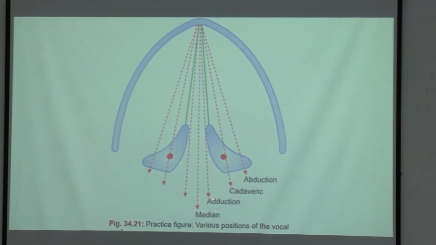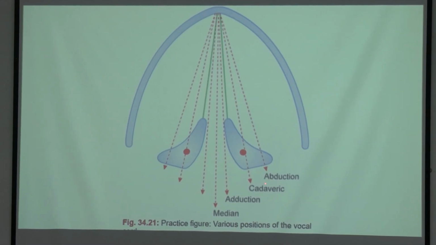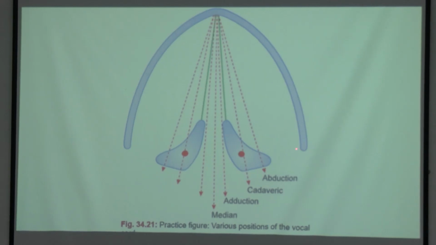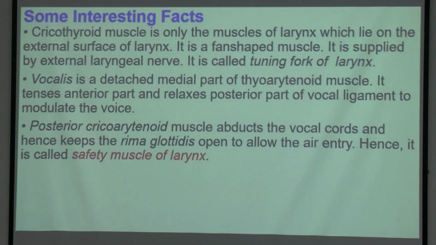Adduction occurs when the recurrent laryngeal is affected and the superior laryngeal is active. When the superior laryngeal is also affected, then we get the cadaveric position. And this is the abduction position and this is the adduction position, which you know already, with the help of the posterior cricoarytenoid and other muscles of the larynx.